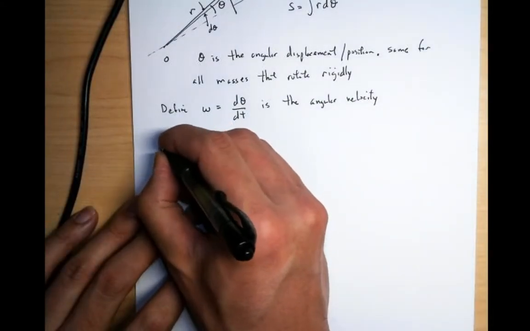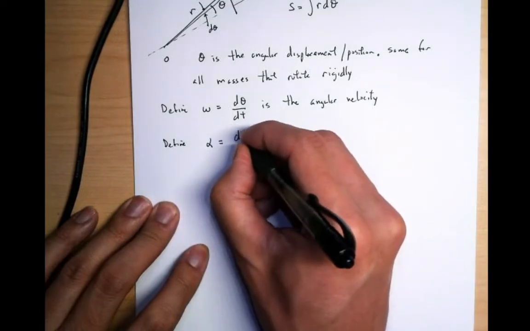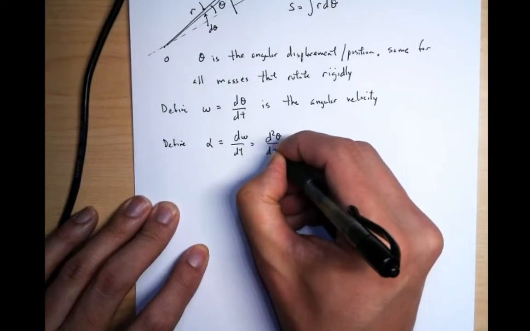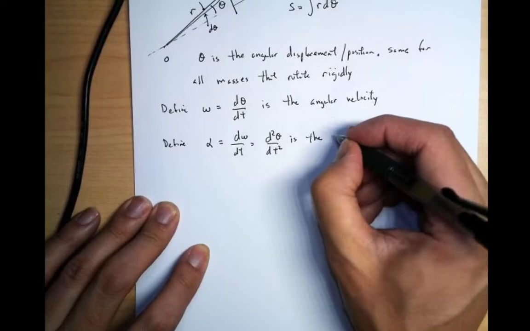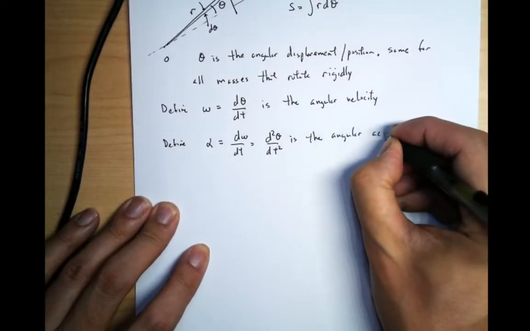All right, so now let's define alpha is equal to d omega dt, which is d squared theta dt squared. I'm taking the derivative of the angular velocity, guess what that is? That's the angular acceleration.